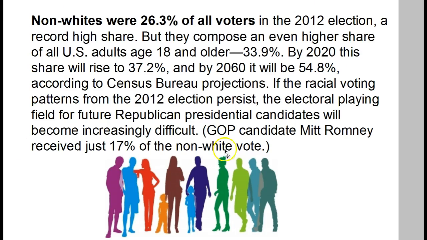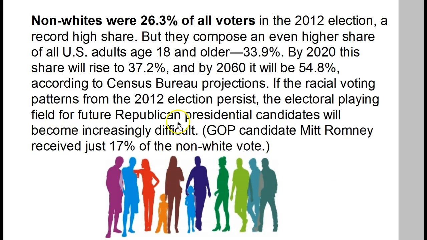And this is probably the most important one. Non-whites were 26.3% of all voters in 2012, a record high. So almost a quarter of the total voters were minorities. But here's the thing. By 2020, it's expected to rise to 37%. By 2060, 54.8%. So somewhere around 2050 to 2060, we're looking to be a minority-majority country. That will change a ton.